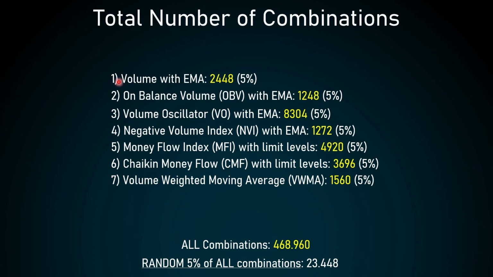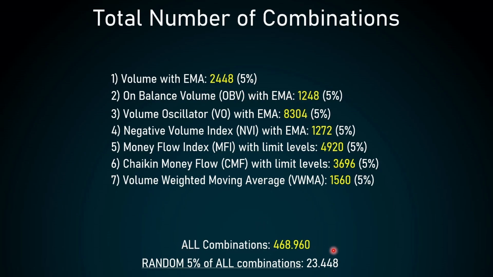I will test only 5% of all the possible combinations for each script, and that's because if I would have tested all the combinations, it would have taken me months to complete. So for the volume with EMA, I will test a total of 2,448 combinations, which is 5% of all the combinations out there. I will do the backtesting randomly, as mentioned before. For the on-balance volume with EMA, this number is 1,248, and so on.